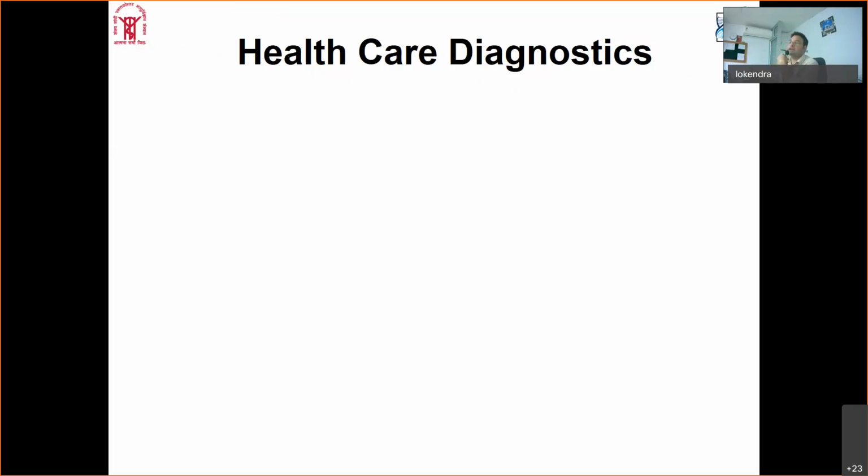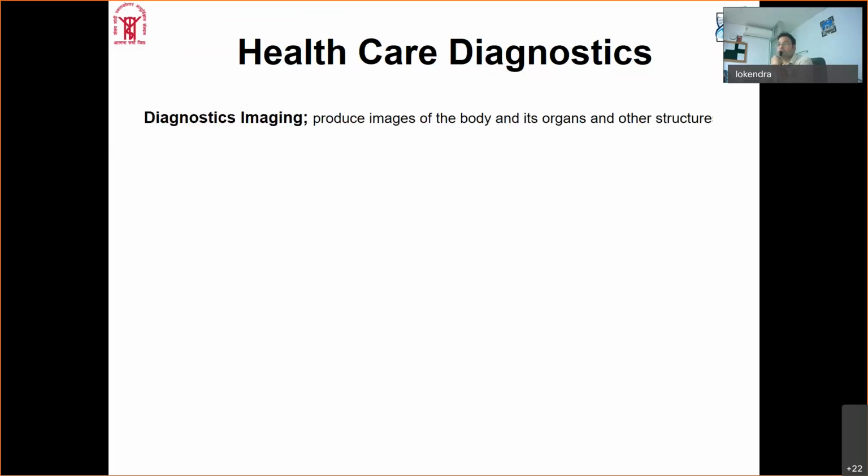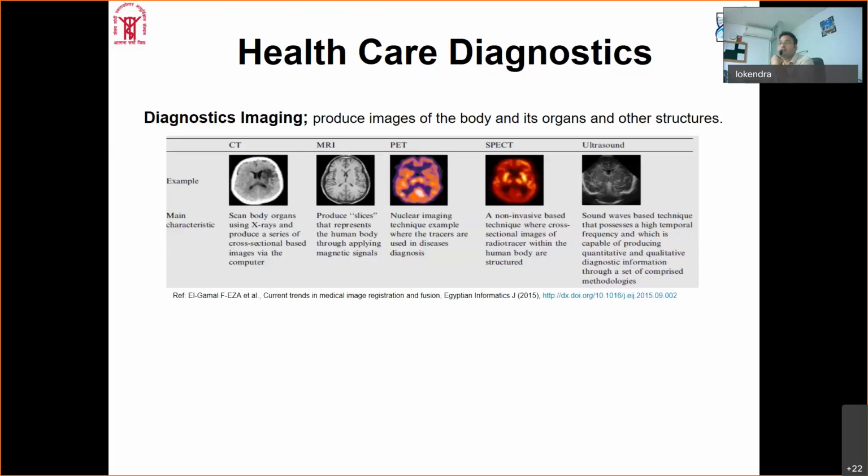So healthcare diagnostics is one part of a healthcare system. When a patient comes to a clinic, how does a clinician decide whether he's a healthy person or a diseased person? Generally, in terms of diagnostics, there are two major approaches. First is diagnostic imaging, in which one can identify a disease condition by producing images of bodies and organs, to see whether they are a bit different from the normal cases. So CT, that is computed tomography, MRI, magnetic resonance imaging, PET imaging, SPECT, ultrasound.